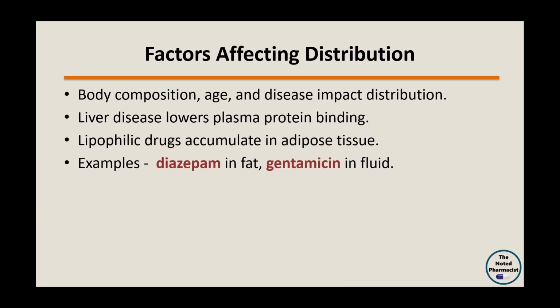Factors that affect distribution. Factors affecting distribution include body composition, age, disease states, and the drug's physicochemical properties. For example, in patients with liver disease, reduced protein synthesis decreases plasma protein binding, which can elevate free drug levels and risk toxicity.